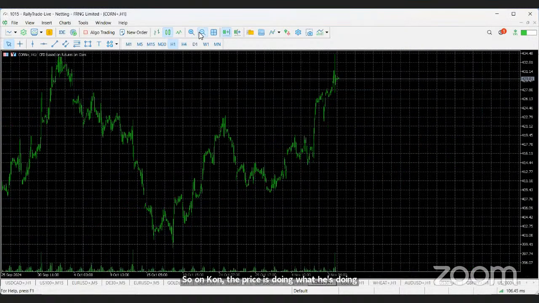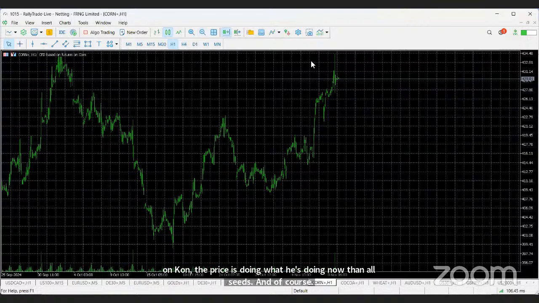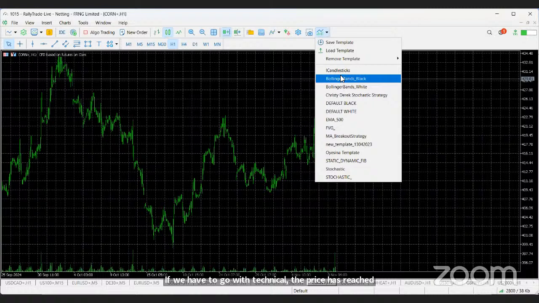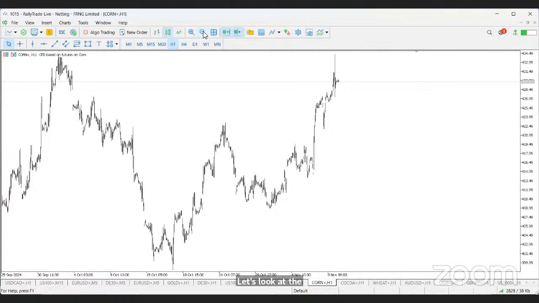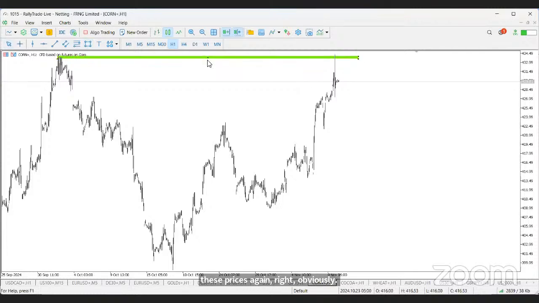And of course, if we are to go with technical, the price has reached kind of like a resistance, obviously. Let's look at the price here. If we are to go technical on this one, we'll see that the price will continue to trend down. The price reached resistance again, right? Obviously. So there was a resistance somewhere around there before, and the price hit it. So there's a retracement.